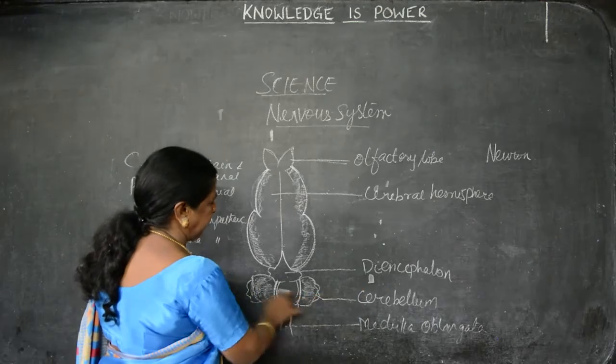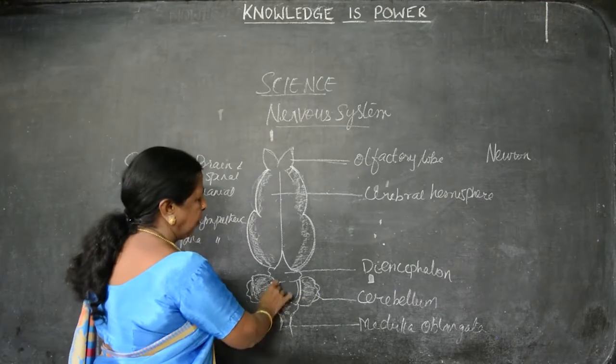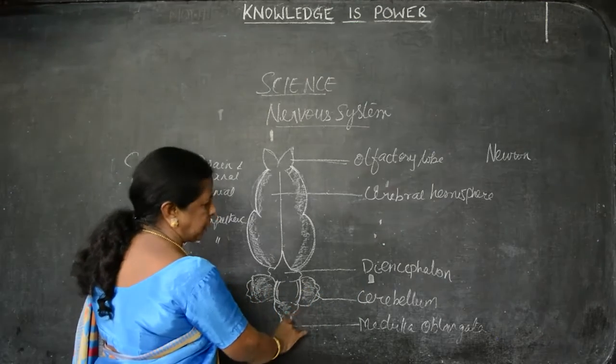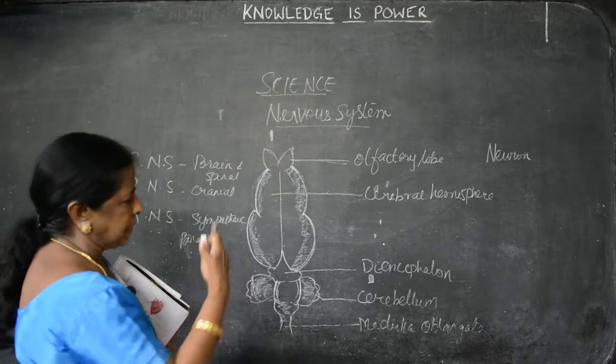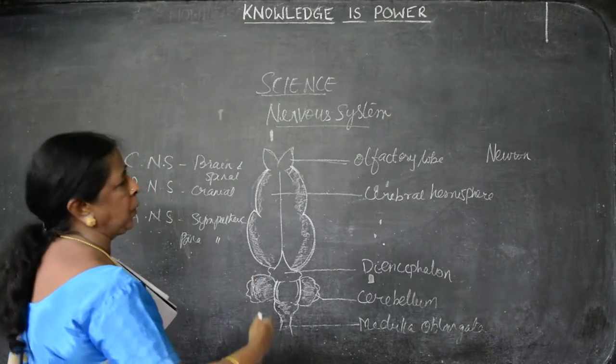Cerebellum. On both sides you can see the cerebellum. Both are connected together by a nerve bridge. That nerve bridge is known as medulla oblongata. So what are the parts there? Cerebrum, cerebellum and medulla oblongata.